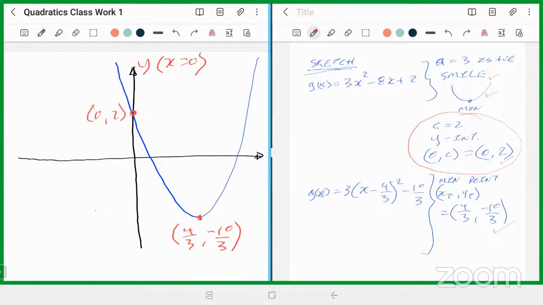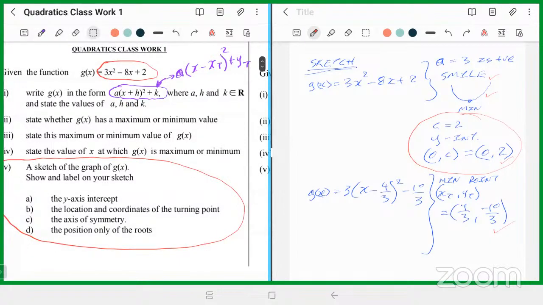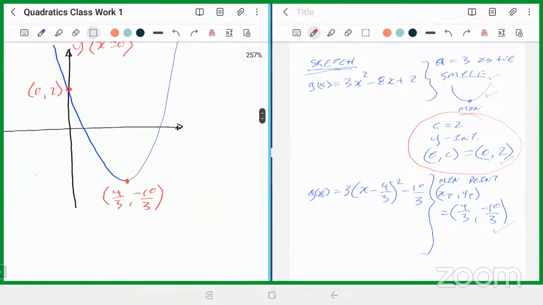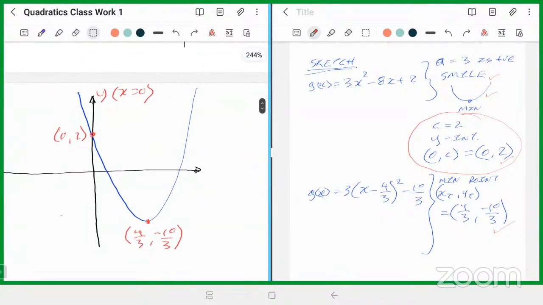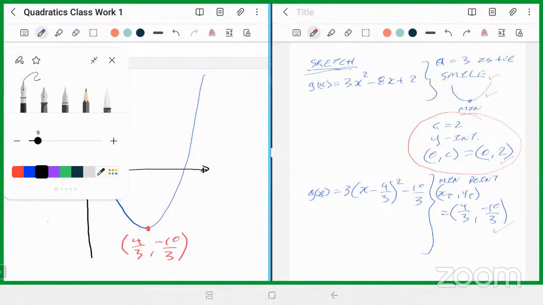Axis of symmetry. Let me move this out of the way. The axis of symmetry, or the line of symmetry. What did I do? Right here. Sorry, my mistake, guys. All right. So my axis of symmetry or my line of symmetry, let me leave it with the graph.